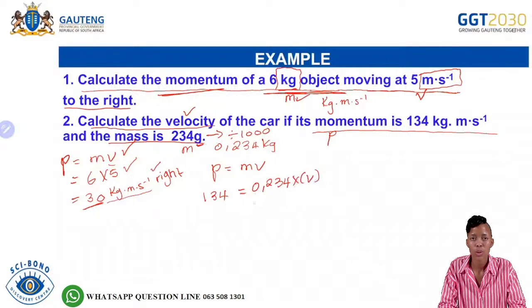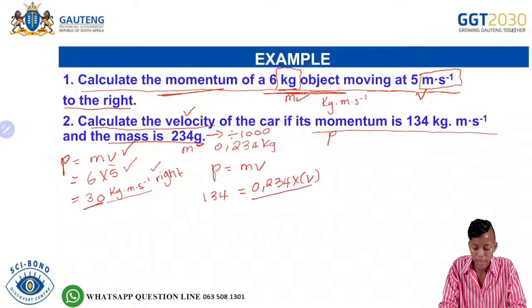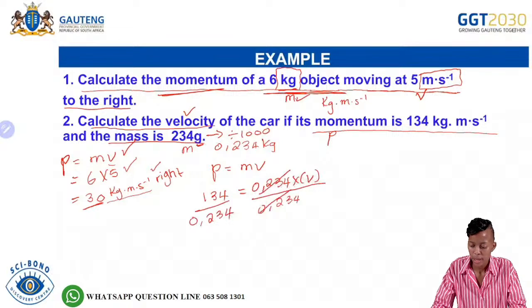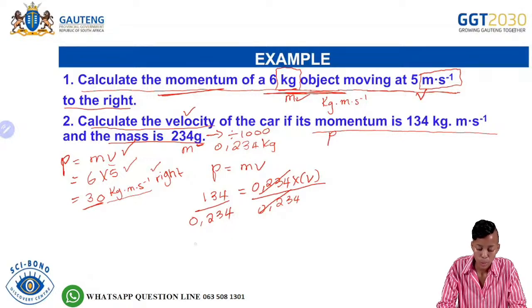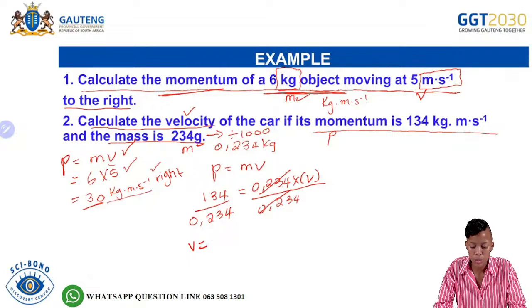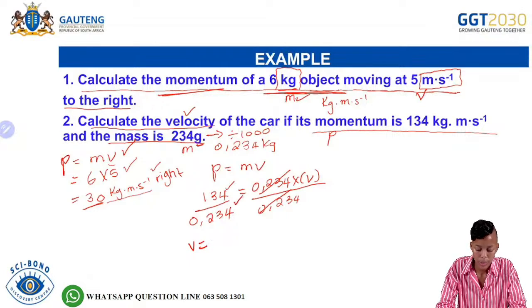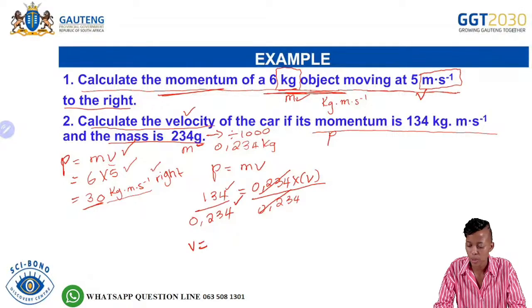What are we going to do? We are going to divide both sides by the 0.234, and then what do we have there? So on the right hand side, the 0.234 and the 0.234, they are going to cancel each other out. And then on the left hand side, you have the 134 divided by 0.234. Then from there, you are going to punch that into your calculator to get your velocity.